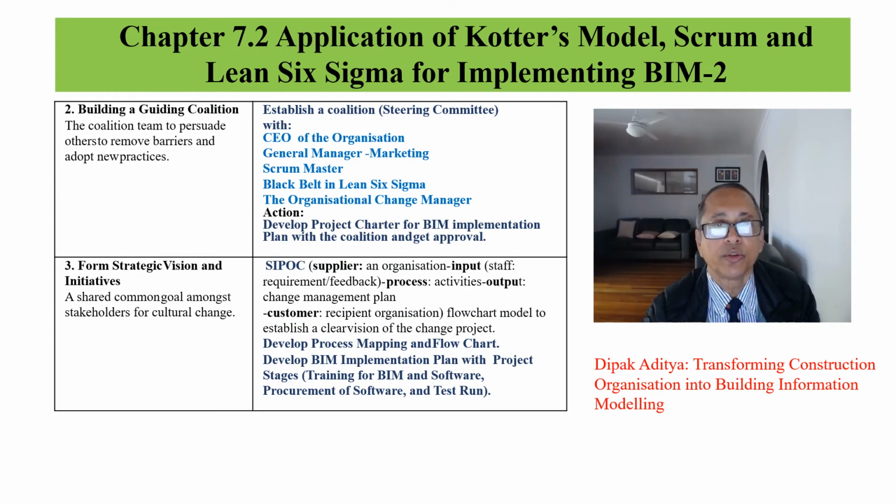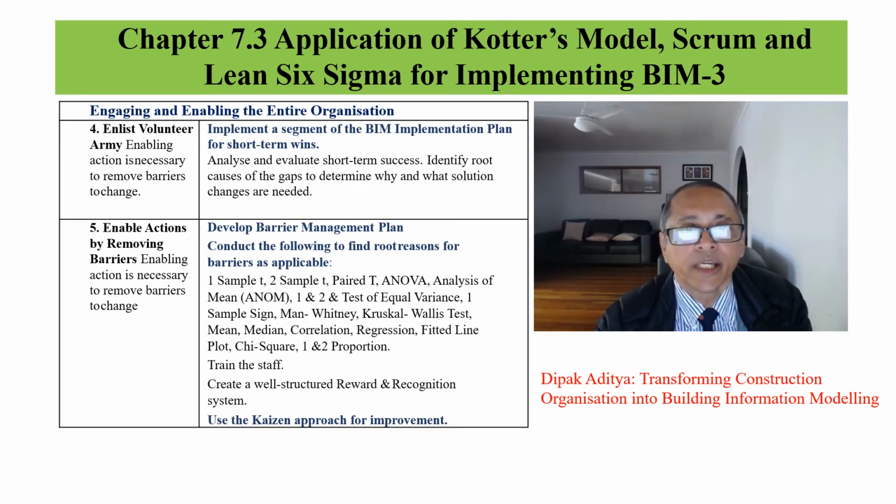A coalition should be built with the top management, Scrum Master, a black belt, and organizational change manager as part of the coalition. Develop process mapping and flowchart. Develop BIM implementation plan. Organize training for BIM and software. Run the test. Engage and enable the entire organization. Enlist a volunteer army with a large number of employees. Implement a segment of the BIM implementation plan for short-term win to boost the staff. Remove barriers by training as mentioned before.